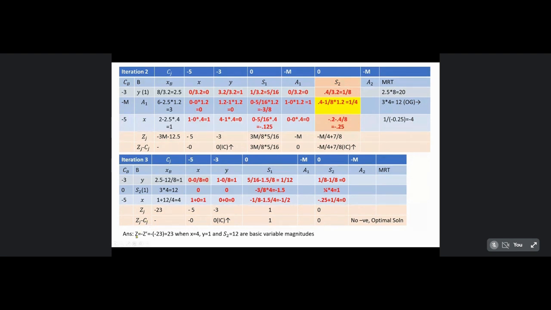My Z value will be the negative of the Z we found here, so the negative of -23, which is 23, is the value when x equals 4, y equals 1 and s2 has a value of 12. So that is the end of this.